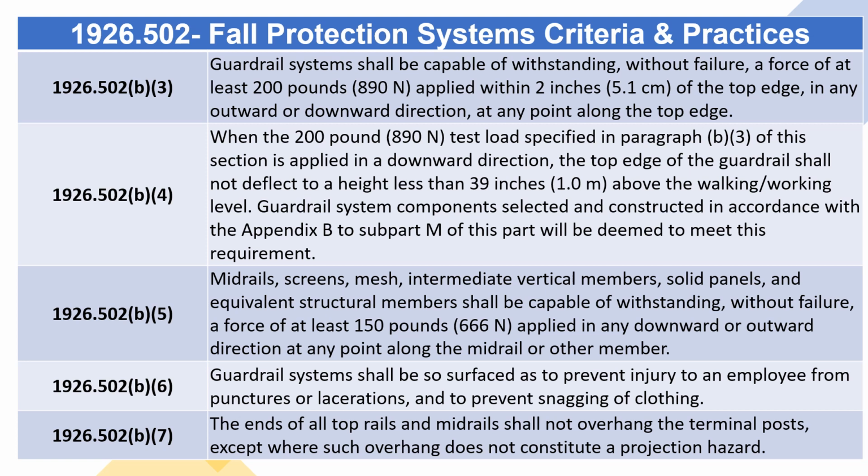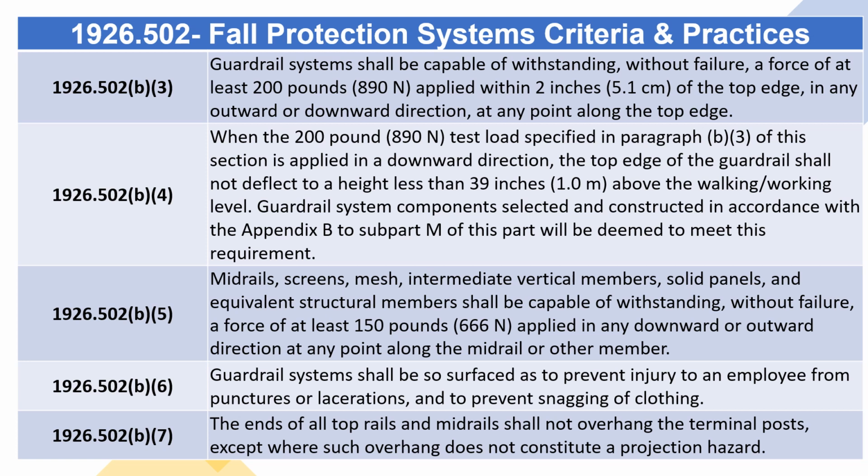1926.502(b)(5) Mid-rails, screens, mesh, intermediate vertical members, solid panels, and equivalent structural members shall be capable of withstanding, without failure, a force of at least 150 pounds (666 newtons) applied in any downward or outward direction at any point along the mid-rail or other member.